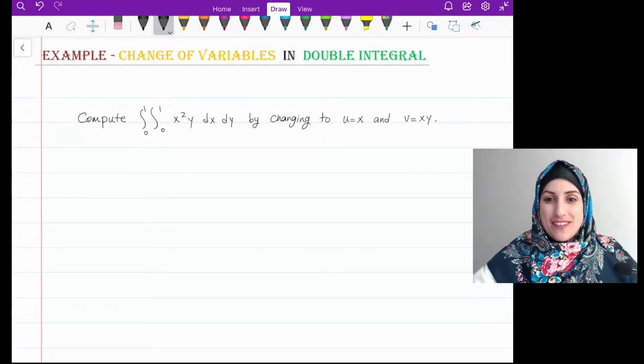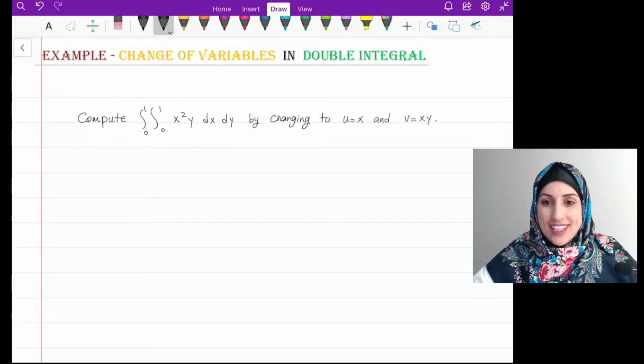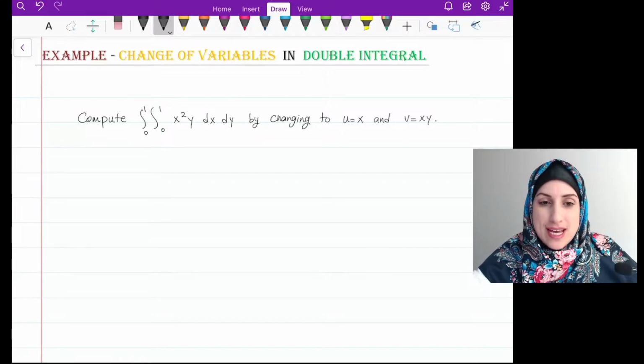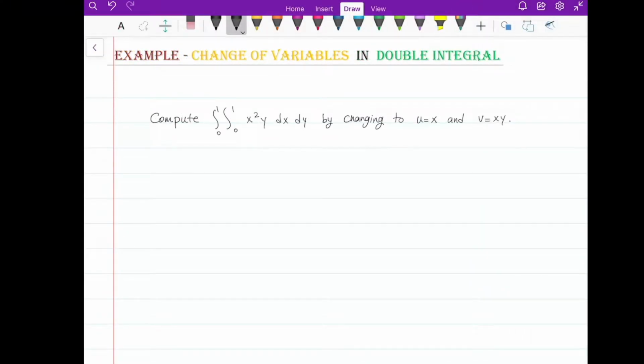This video is part of an online course of multivariable calculus, and I'm going to solve one example that shows how we can use change of variables to solve a double integral. So let me start. We're going to compute the double integral of x squared y dx dy by changing to u equals x and v equals xy. I know we never think of doing this change of variable to compute this integral, but it will illustrate the concept.